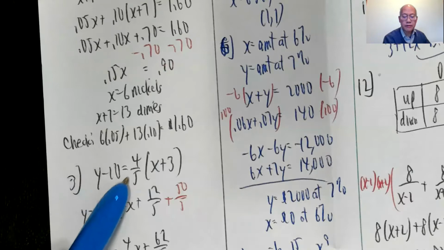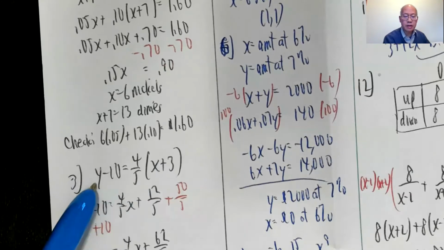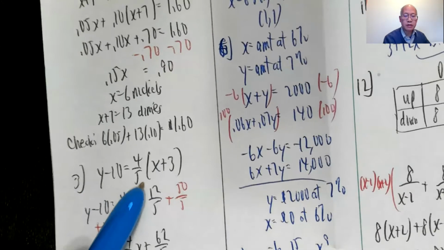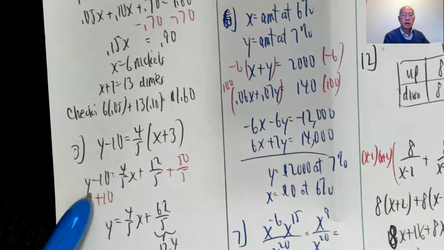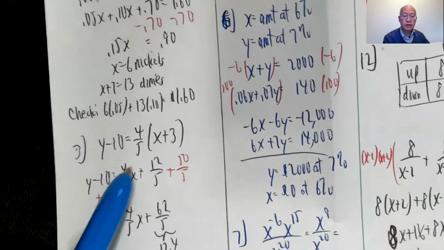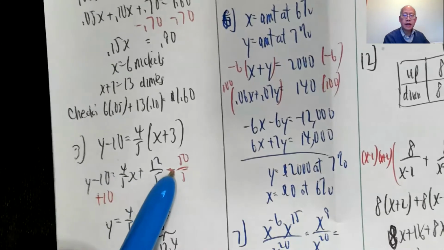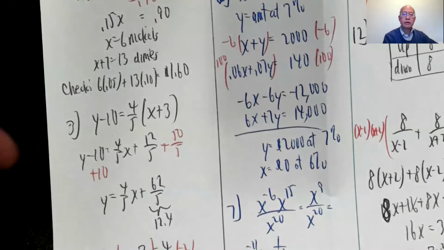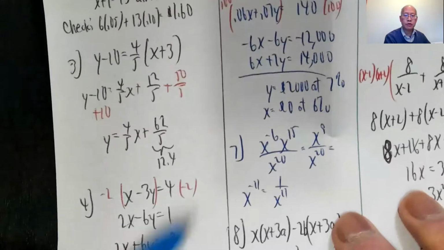Number three, the slope is 4/5. The point is (-3, 10). So y minus y1 equals m times (x minus x1). Clean it up. Distribute here: 4/5 x plus 12/5. Add 10, add 50 over 5, which is 10. y equals 4/5 x plus 62 over 5, or 12.4.